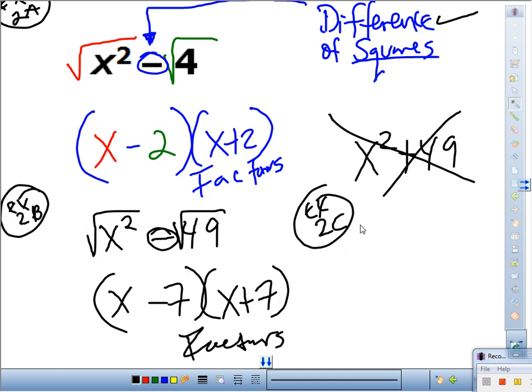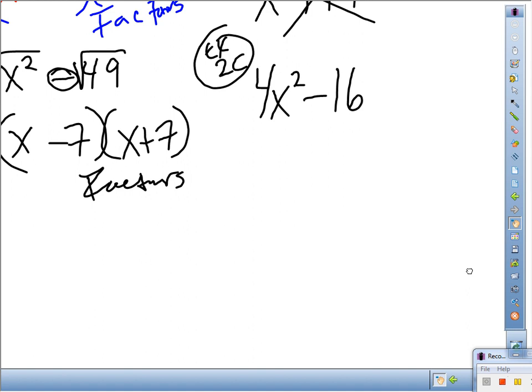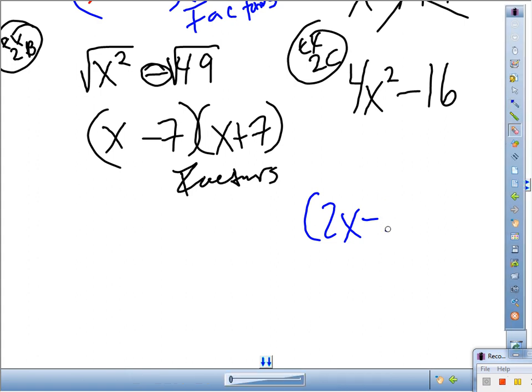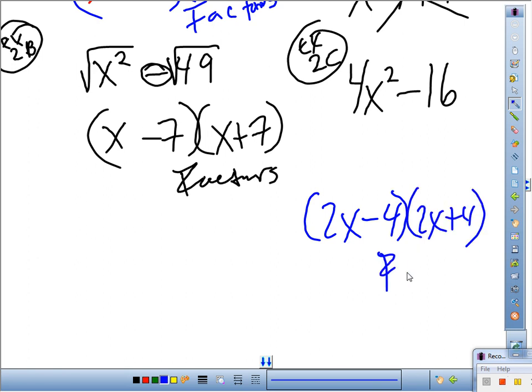Example 2C. Crank it up a notch. 4x squared minus 16. Should be about done. 3, 2, 1. Factors are 2x minus 4, sorry, 2x minus 4 and 2x plus 4. These are my factors. Hands if you got that? Yes? Do another one.